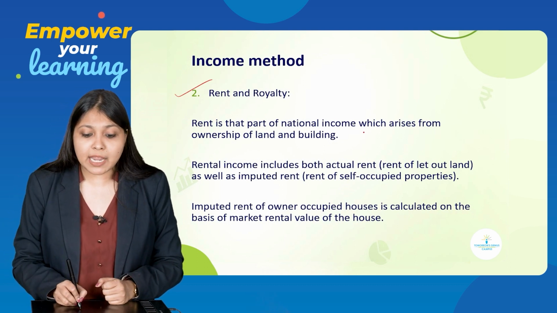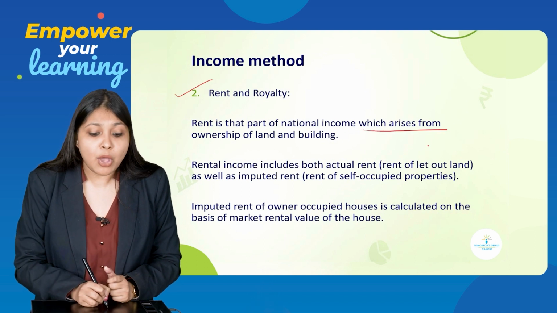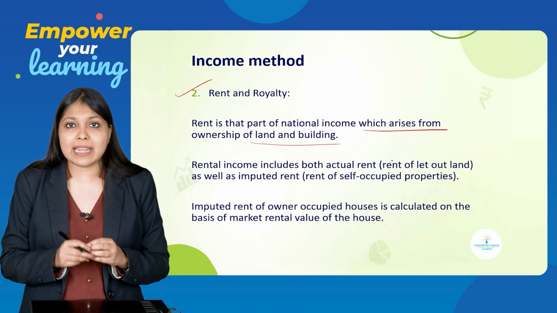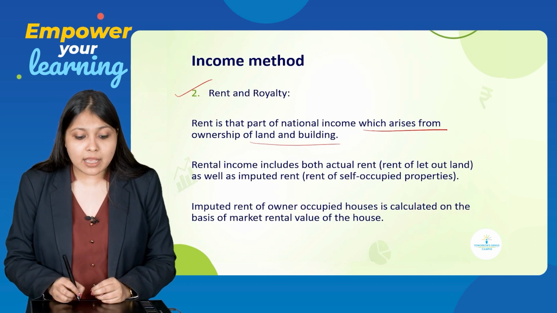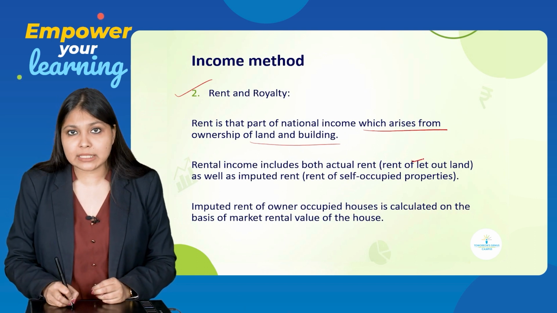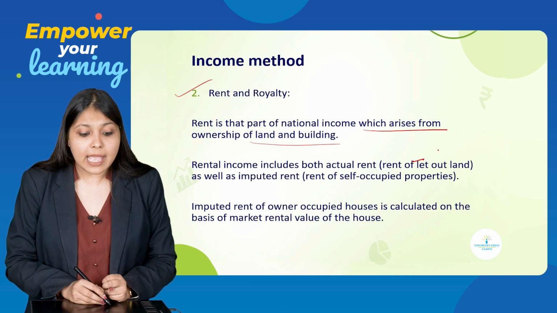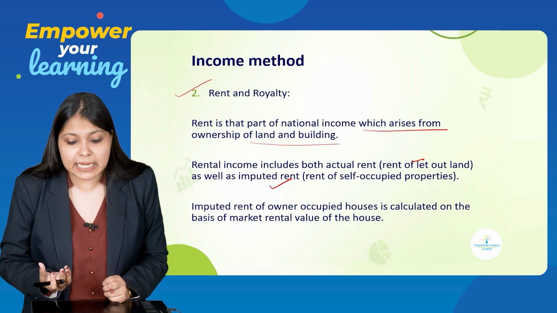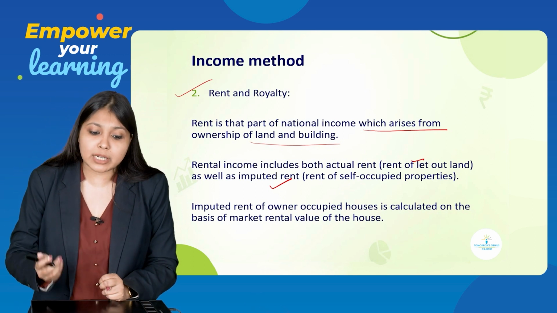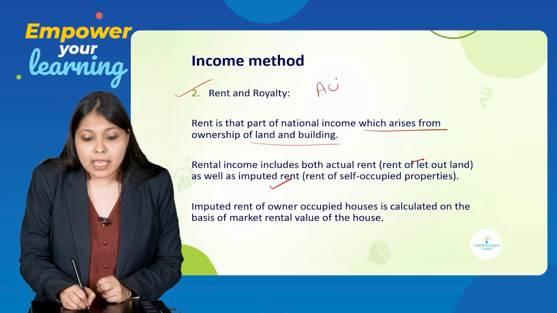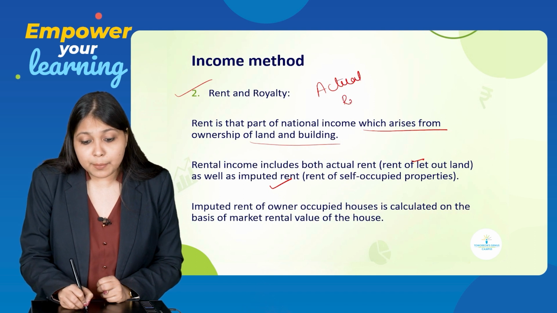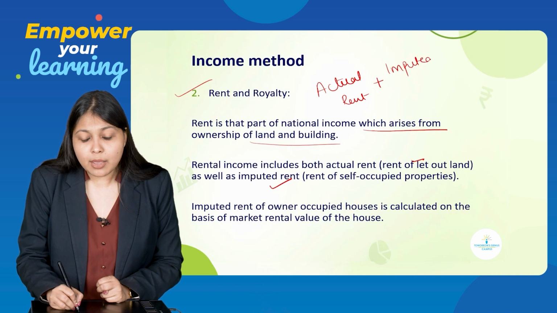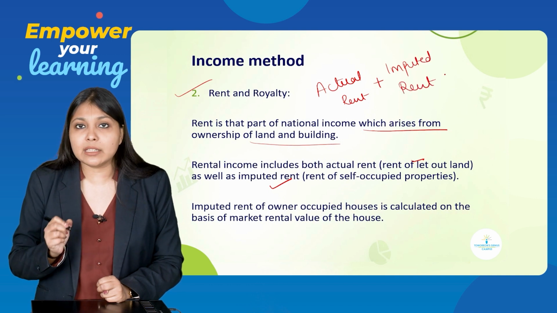Rent is the part of national income which arises from ownership of land and building. Rental income includes both actual rent, rent from land let out, as well as imputed rent, rent of self-occupied property. So when we talk about rent, we will be including actual rent plus imputed rent. Both forms of rent will be included.